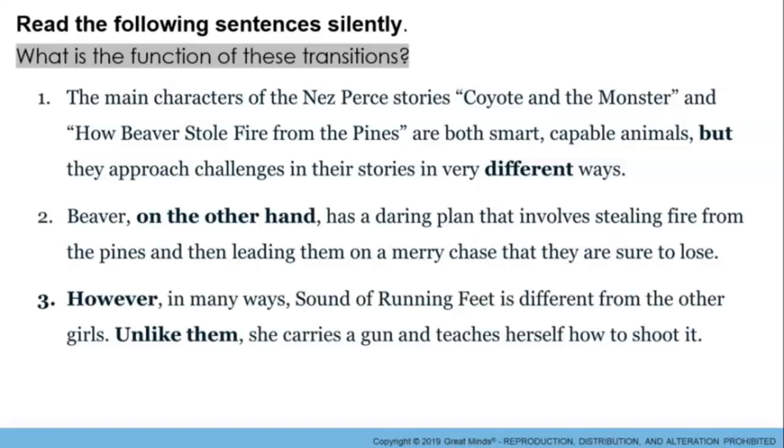Beaver, on the other hand, has a daring plan that involves stealing fire from the pines and then leading them on a merry chase that they are sure to lose. So on the other hand, is it comparing or contrasting Beaver to the other character that may have been spoken about before this?